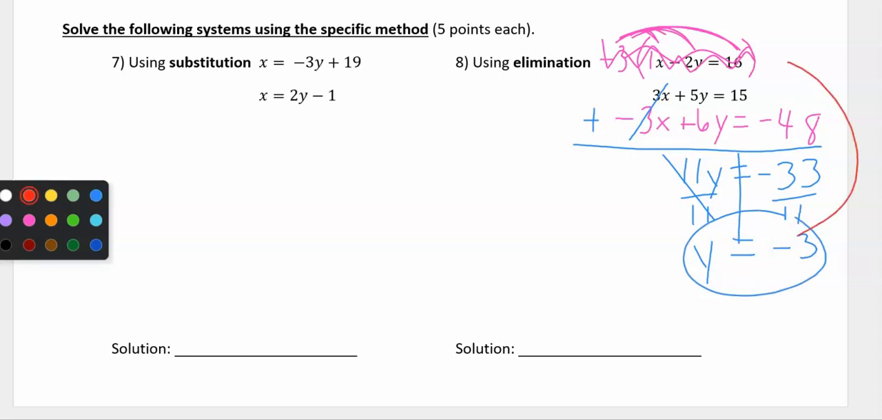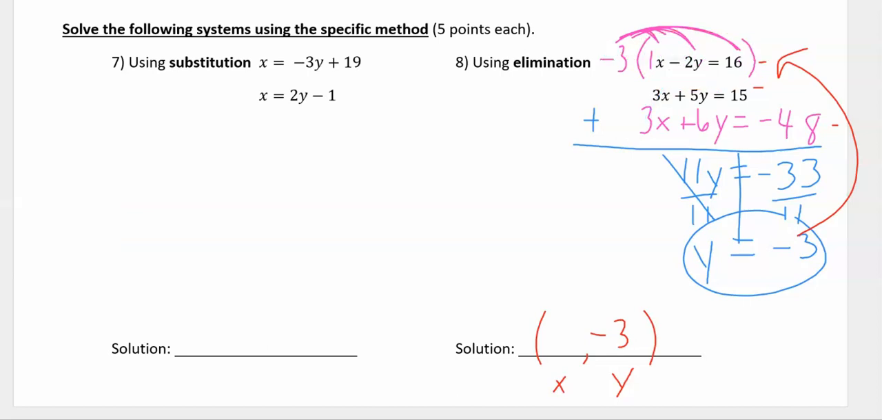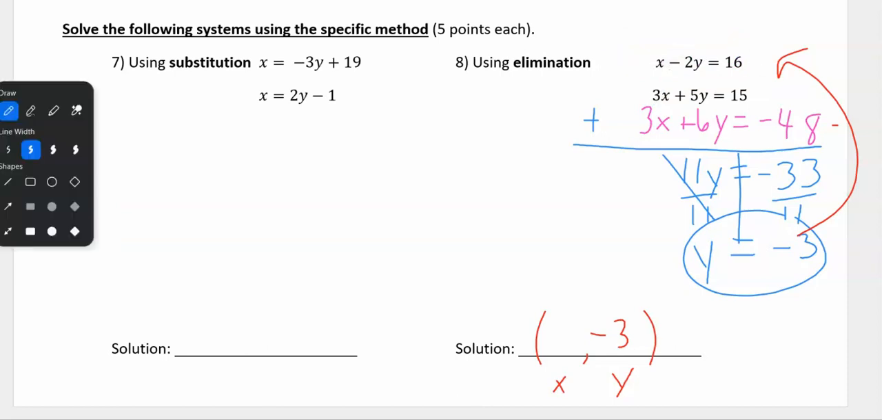Now I'm going to bring my y up. I can start my answer. I know that y is -3. Remember, it's x first, then y. So y is -3. I'm going to pick one of these equations to plug it into. I'm actually going to pick the first one. Even though I crossed it off, I can go to that one. I like that one better. The numbers are smaller.